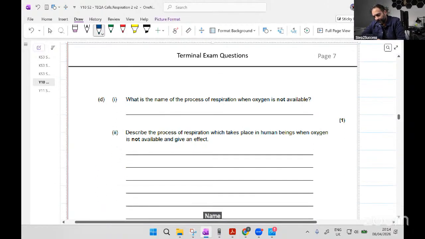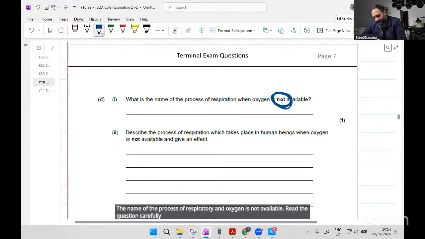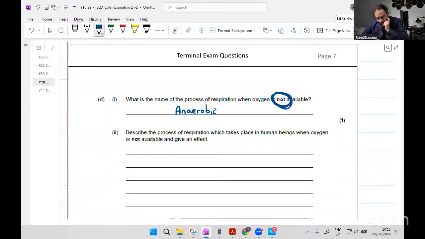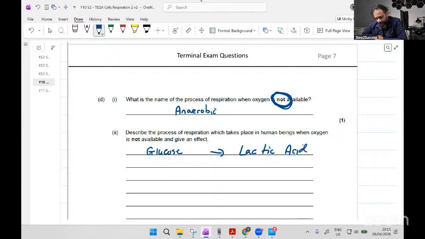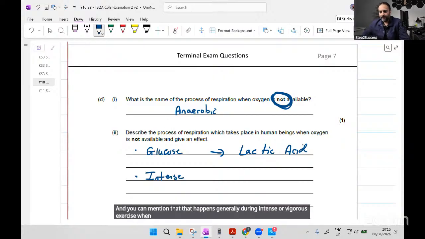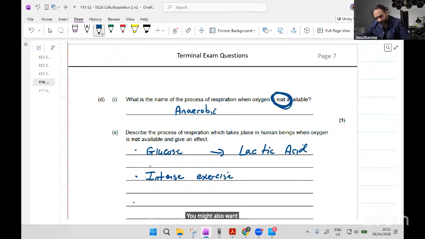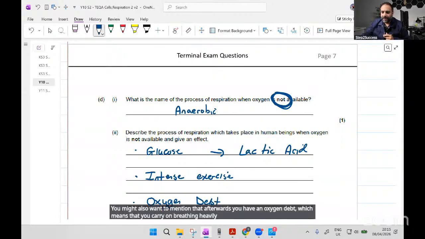Name of the process of respiration when oxygen is not available. Read the question carefully. It's called anaerobic respiration. And describe that process. Well, the equation I think you should write down in the answer to this question is glucose gives lactic acid. You can mention that that happens generally during intense or vigorous exercise when you have a lack of oxygen. You might also want to mention that afterwards, you have an oxygen debt, which means that you carry on breathing heavily afterwards.